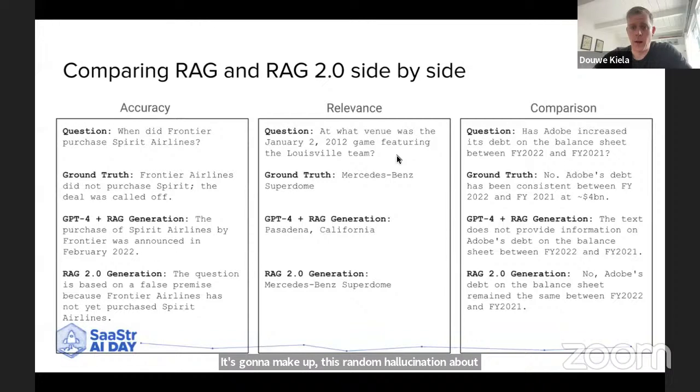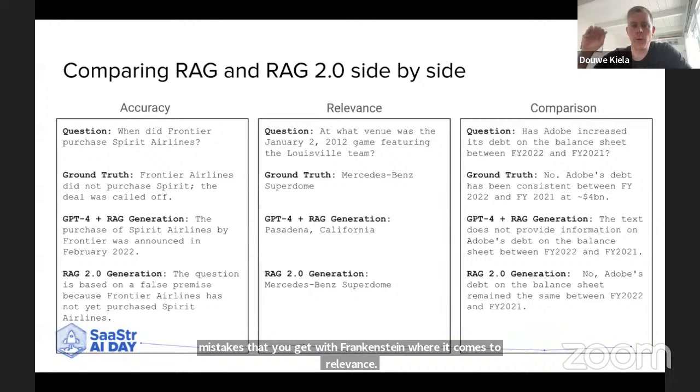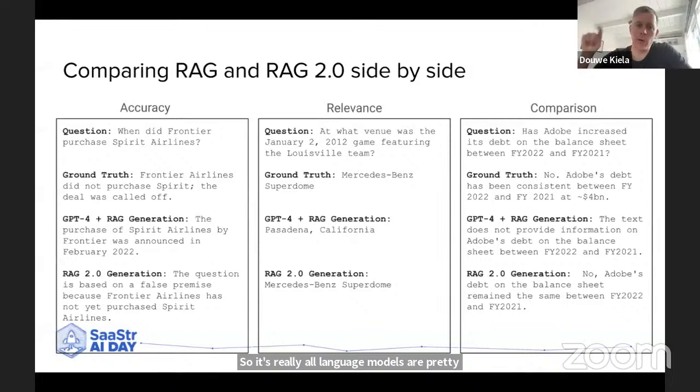There are also a lot of mistakes that you get with Frankenstein when it comes to relevance. All language models are pretty good. What matters is how you contextualize the language model. If you give it the wrong context, there is no way it's going to get it right. That's what happened here, where there's really just a wrong retrieval. So the language model, no matter how smart it is, is not going to be able to get it right. It's really about what you build around the language model that matters.